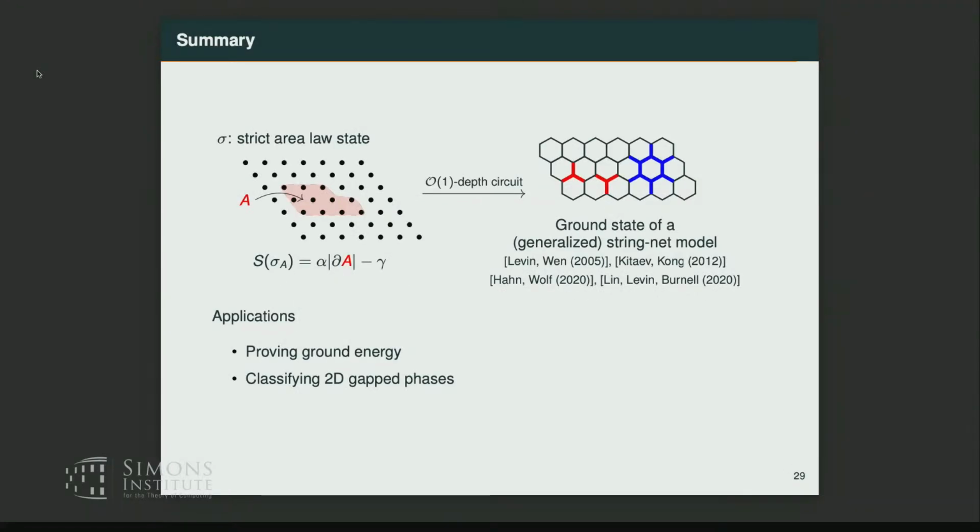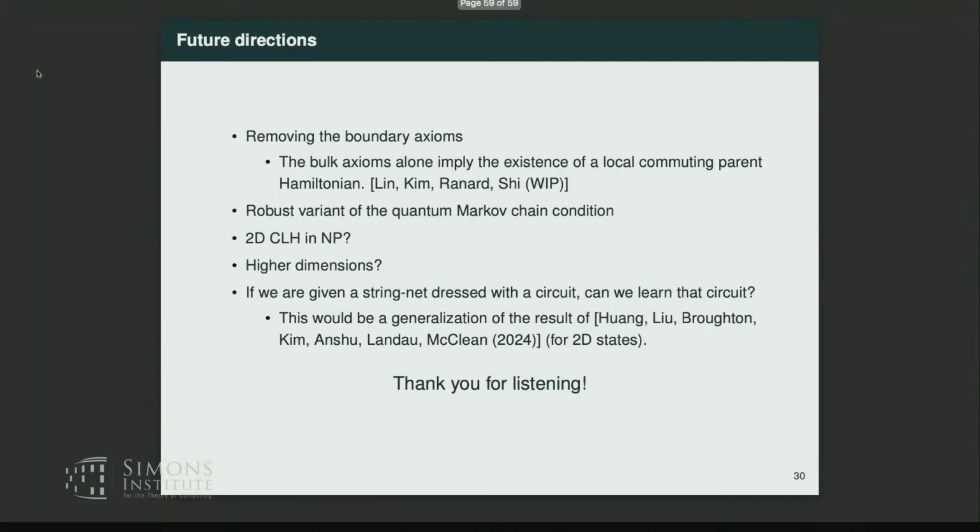Okay, so that's a brief summary. Starting with the strict area law state, we arrived at this somewhat complicated model, but still a solvable model. And these are some applications. And future directions. I think probably the most interesting question, though it's hard to judge which is more interesting, is whether the 2D commuting local Hamiltonian problem is in NP or QCMA. There seem to be some disagreements, so it would be good to resolve that. Either way, I think the answer will be very, very interesting.